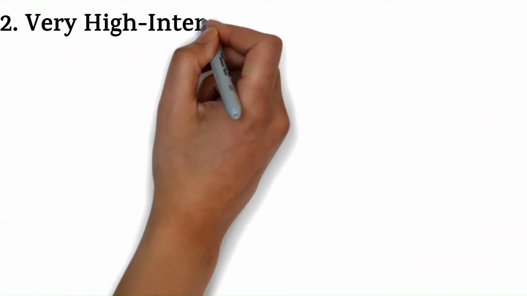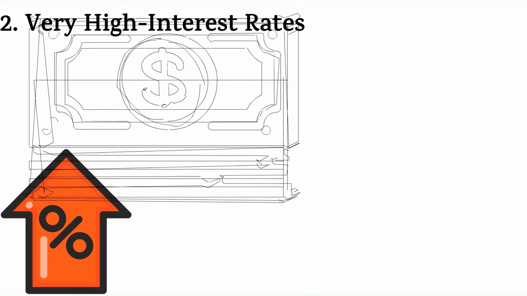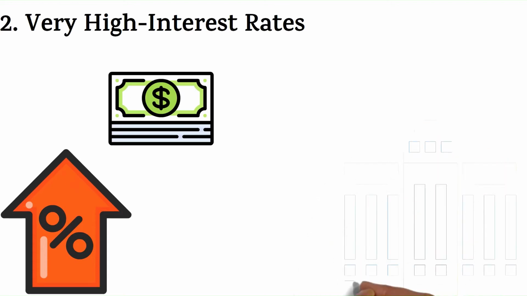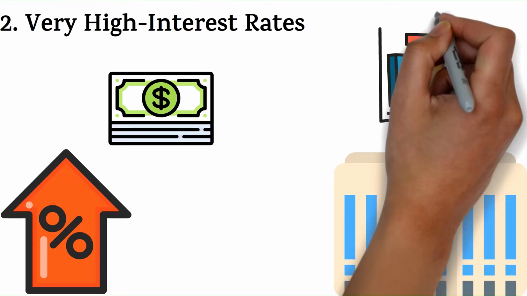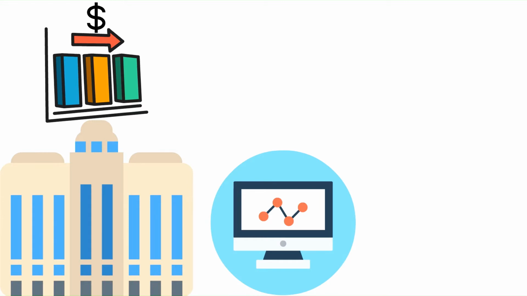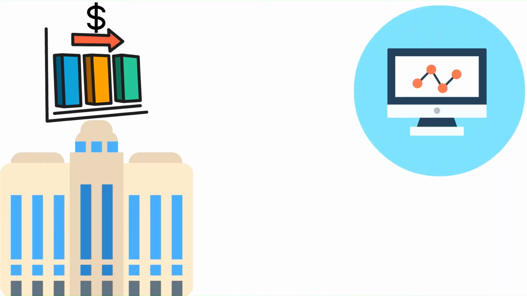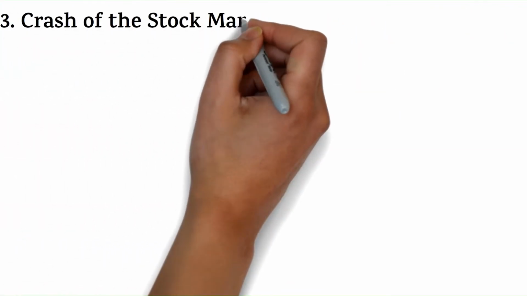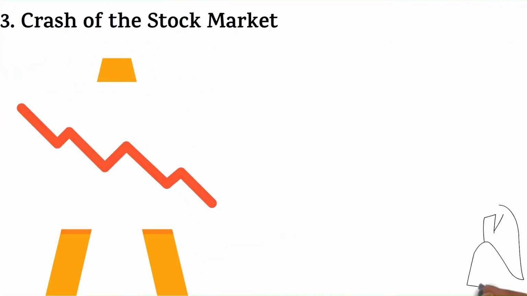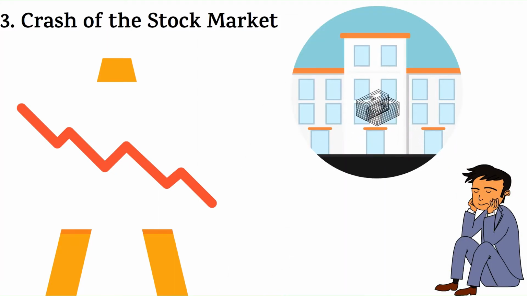Number 2. Very high interest rates. When interest rates increase, it reduces the amount of money available for investing or spending. The Federal Reserve frequently increased interest rates to preserve the dollar's value. For instance, it did so to combat the late 1970s stagflation, which contributed to the 1980 recession. Number 3. Crash of the stock market. The following bear market can be caused by an abrupt decline in investor confidence, which will drain money from businesses.